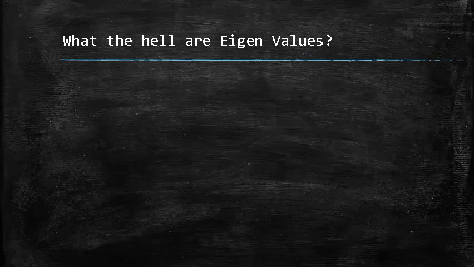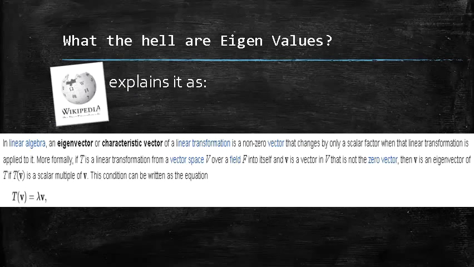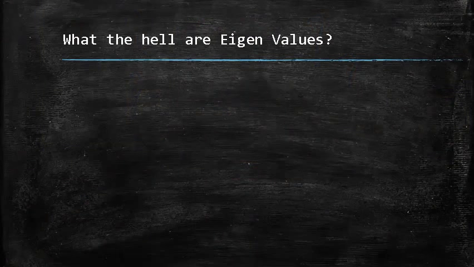Now what the hell are eigenvalues? If you search it on Wikipedia, you will find that it explains it as: in linear algebra, an eigenvector or characteristic vector of a linear transformation is a non-zero vector that changes by only a scalar factor when that linear transform blah blah blah blah blah. Are you also feeling like this? Well, don't worry. I have a simple definition for you.